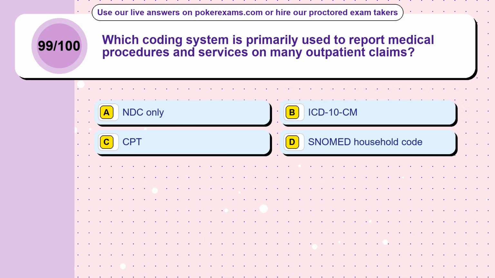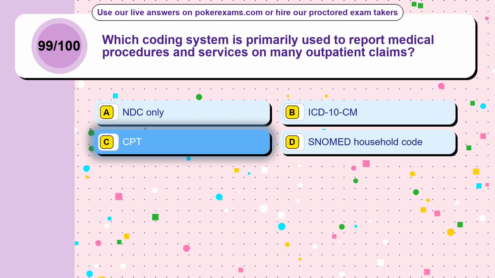Question 99. Which coding system is primarily used to report medical procedures and services on many outpatient claims? Option A. NDC only. Option B. ICD-10-CM. Option C. CPT. Option D. SNOMED household code. The correct answer is option C.